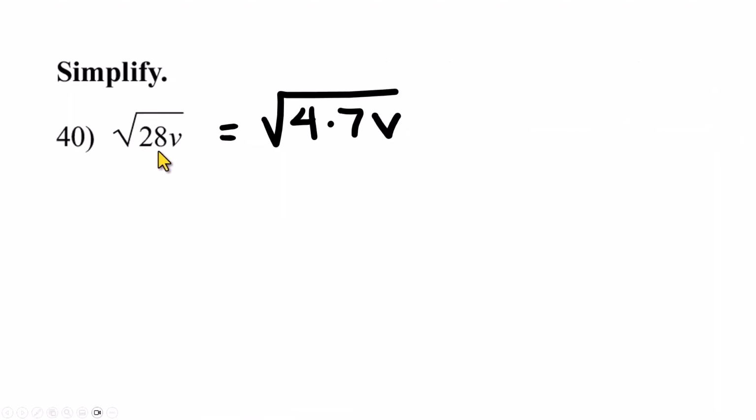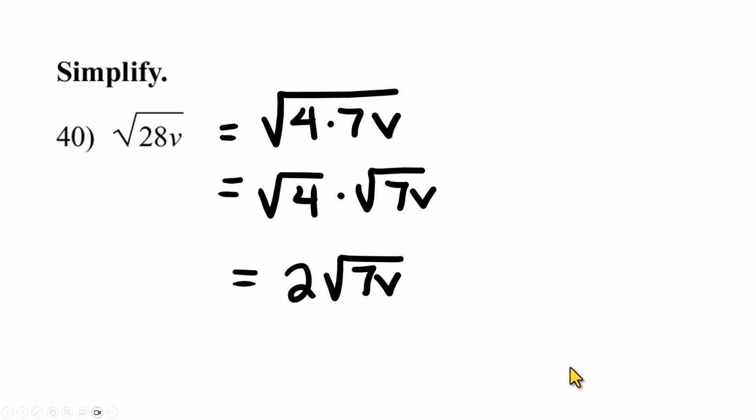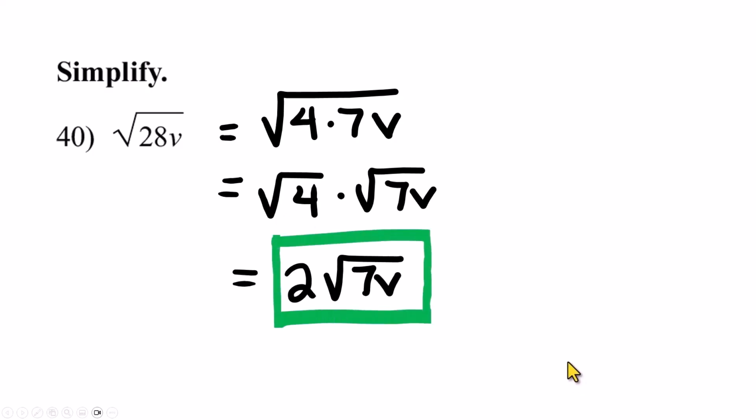You want to take that number and break it up. So you've got at least one perfect square underneath there. And then you have the square root of 4 times the square root of 7v. I kept those two together because that 7 is not a perfect square. 2 times the square root of 7v, and that is your answer. You do need to know your perfect squares up to a certain point to make this go a little easier.